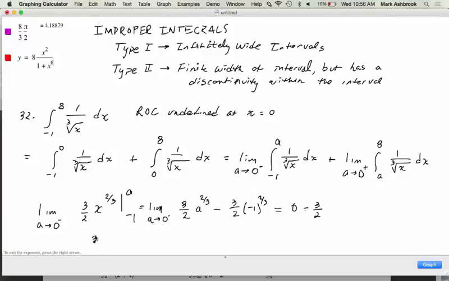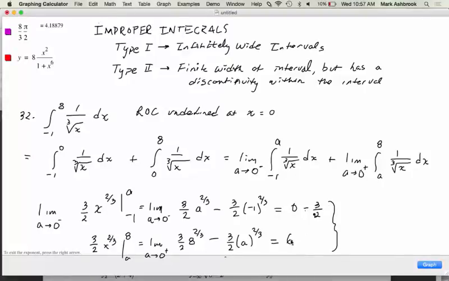Okay, and then the other one will be 3 halves x to the 2 thirds from A to 8. So I'm just doing them separately here. 3 halves times 8 to the 2 thirds is 4, is that right? And then minus 3 halves A to the 2/3, which equals, is that 6? This is cube root squared, 4 divided by 2, 2, 6. So therefore, it's 12 halves, so 9 halves.